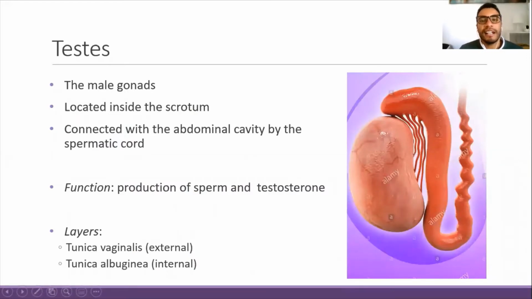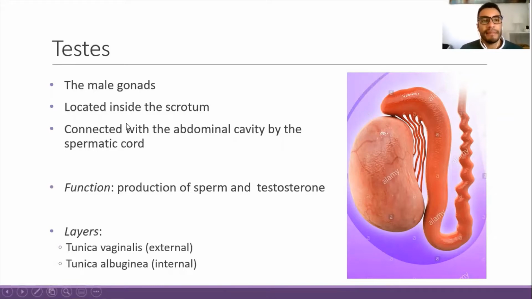The testes are the male gonads. The gonads are located inside the scrotum. They are connected with the abdominal cavity by the spermatic cord. If we make an analogy with the female reproductive system, this would be similar to the suspensory ligament of the ovary in the female, because the spermatic cord also passes inside the inguinal canal.